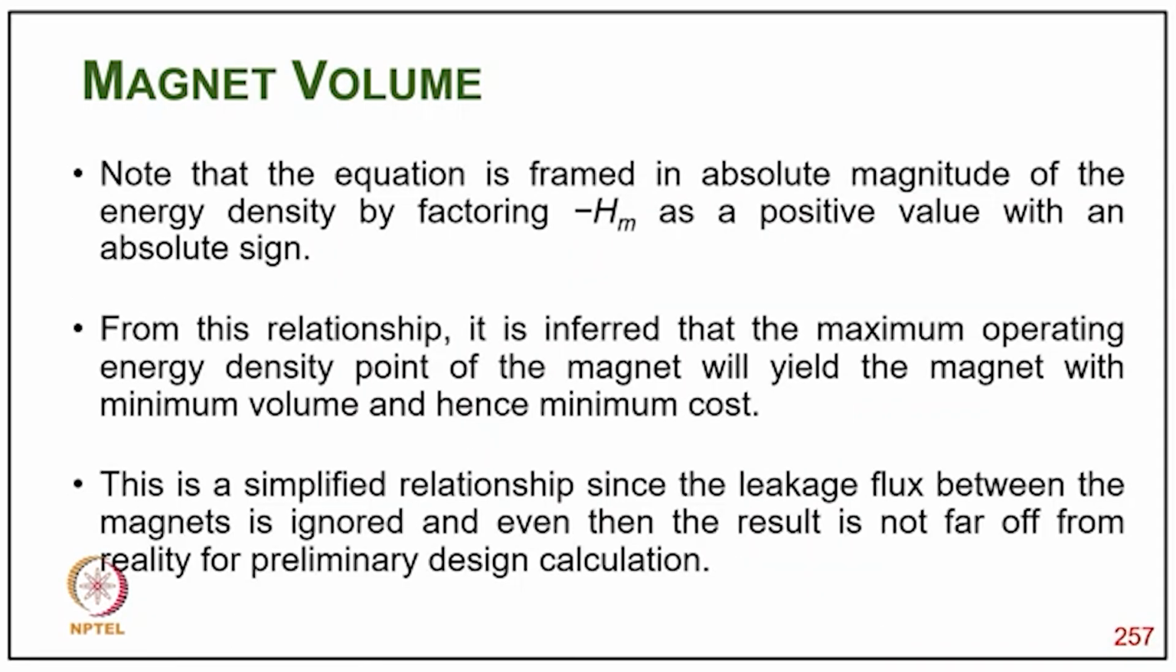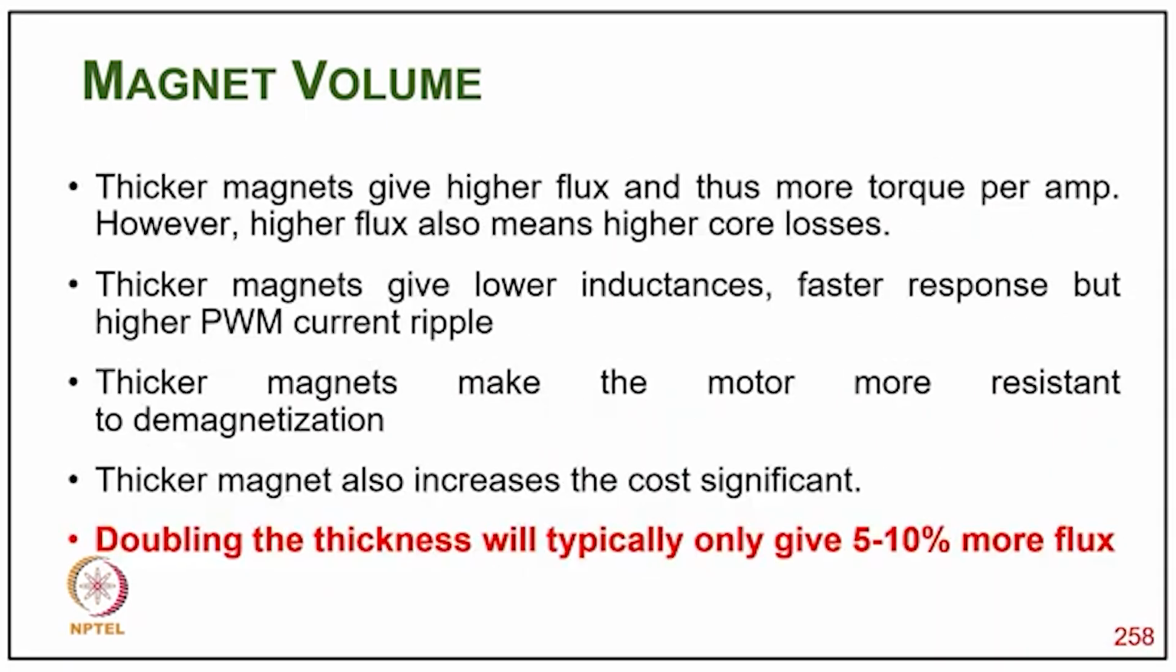Note that the equation is framed in absolute magnitude of the energy density, with the factor of minus Hm taken as a positive value with the absolute sign. From this relation it is inferred that the maximum operating energy density point of the magnet will yield the magnet with the minimum volume and hence the minimum cost. This is a simplified relation, since the leakage flux between the magnets is ignored, and even so the result is not far from a really preliminary design calculation.